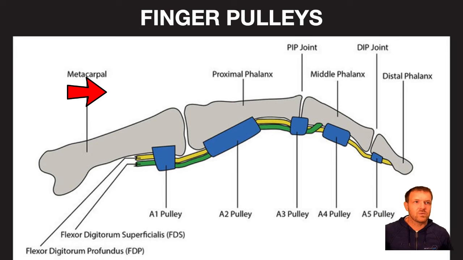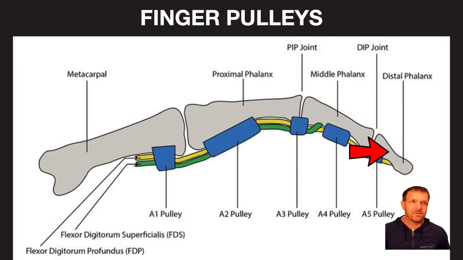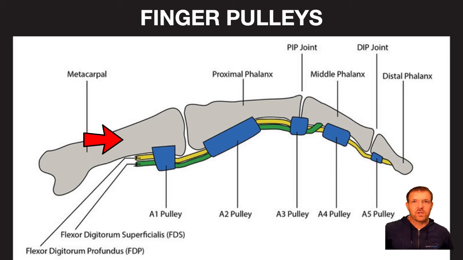So this is what they are. Let's have a look here. So we've got the distal phalanx, the middle, then the proximal. Those are your phalanges. Then you've got your metacarpal as well, the one that's more in the wrist. On the metacarpal, just below your knuckle line, you have your first pulley. This is the A1 pulley just in here.